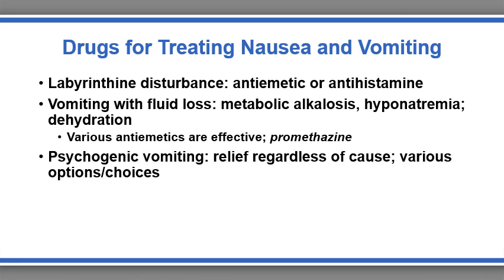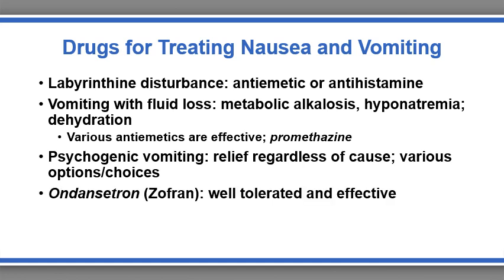Psychogenic vomiting, again, they can get relief regardless of the cause. There's various options available. Prochlorperazine is another type of antiemetic that can be utilized, and that can be administered through both parenteral and enteral routes. So if someone has psychogenic vomiting, prochlorperazine could be an option for that one.